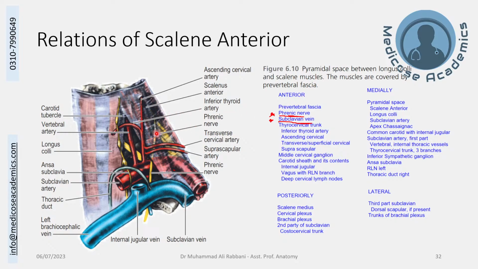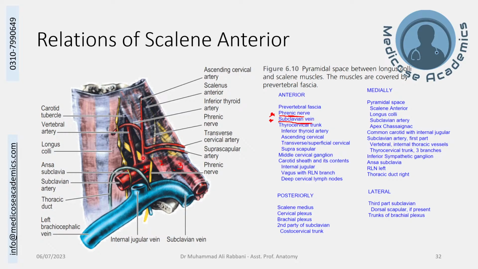The fascia that is covering it is the prevertebral fascia. This is the subclavian artery going through. The subclavian artery has three parts. The part that is medial to the Scalenes anterior is first, behind is second, lateral is third. We will see in the posterior relation that the second part is behind it. We will discuss the arteries tomorrow inshallah.